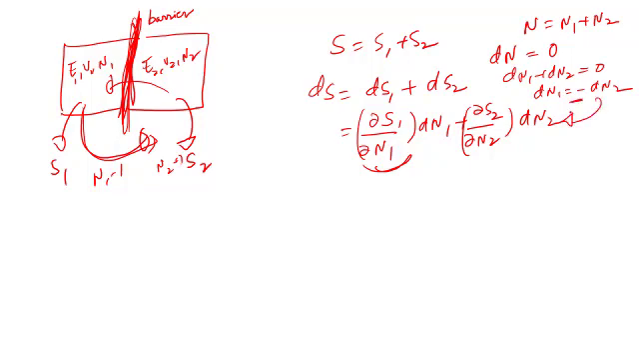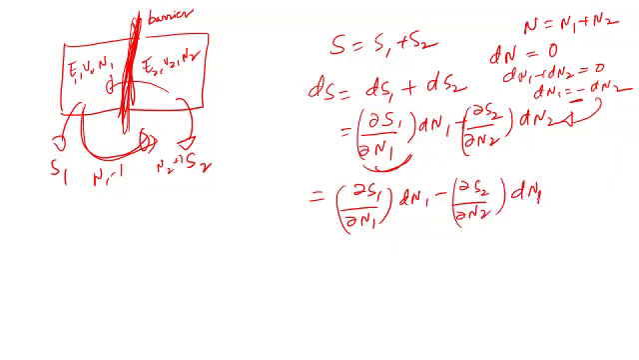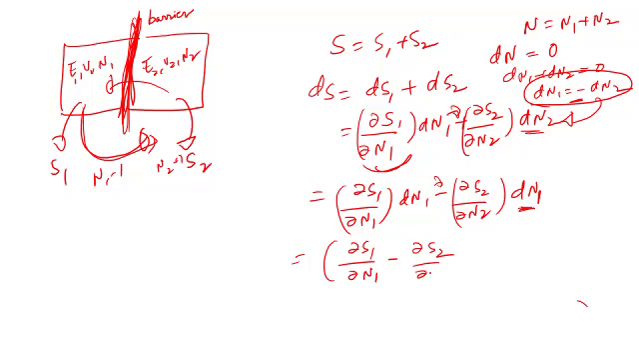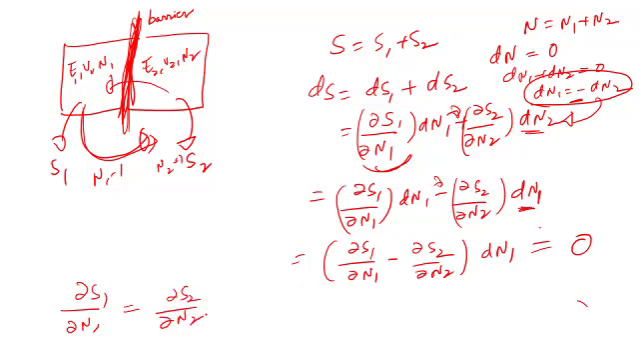So we could plug that in here. Then I would have ∂S1/∂N1 dN1 minus ∂S2/∂N2 dN1. Instead of this plus, we put in minus, and instead of dN2, we put in dN1 because of this. So now if you pull out dN1 as common, you would have (∂S1/∂N1 minus ∂S2/∂N2) dN1. And our goal is to equilibrate this, so we set this to 0. If we set this to 0, essentially we want ∂S1/∂N1 to be equal to ∂S2/∂N2 for equilibrium.